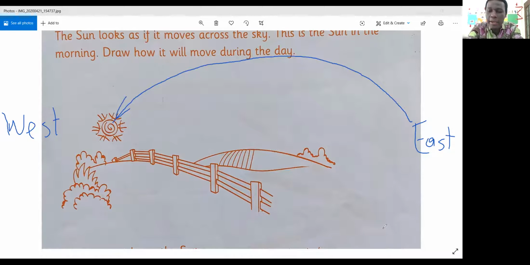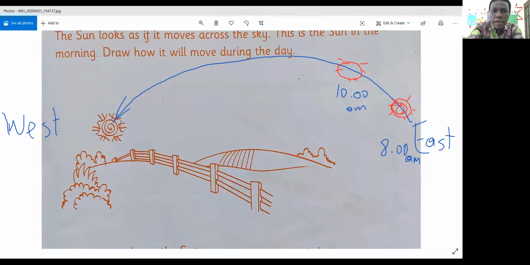So if I have to draw the first at 8 a.m., I will see the sun in this position, somewhere here. Great. That will be 8 a.m. And then 2 hours later, it will be in this position. It's a little bit higher and a bit toward the west side, but not yet in the west. It's still on the eastern side.